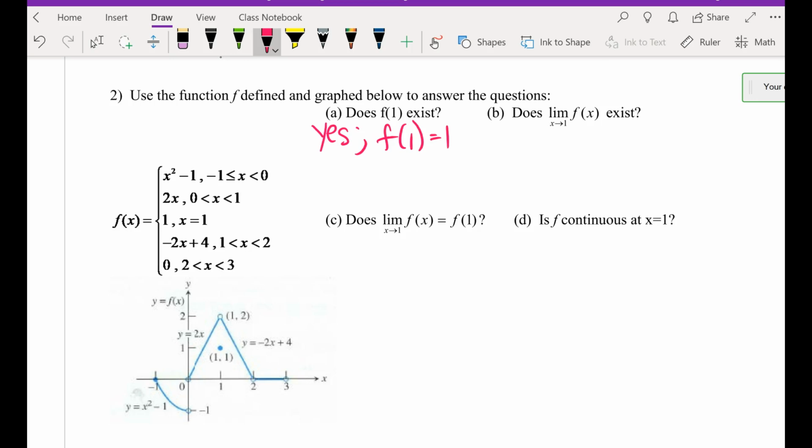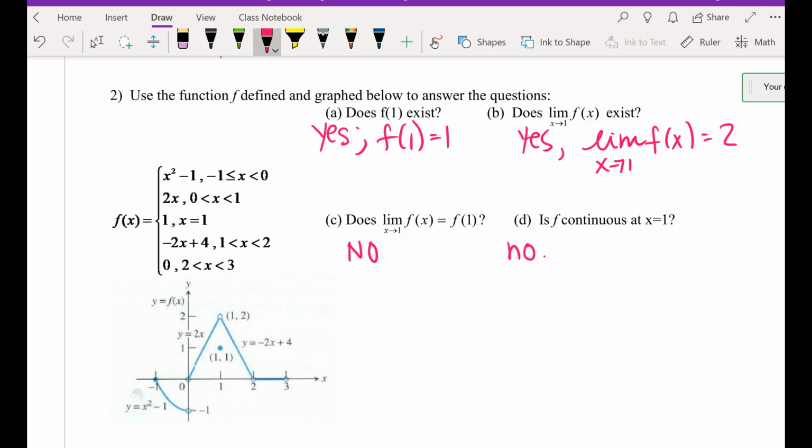Very good. Does the limit exist? Yeah? What is the limit? The limit as x approaches 1 of f of x. Are those two the same? No. So by definition, is it continuous? No. If it's not continuous, then what kind of discontinuity is that? Is it a jump or a hole?